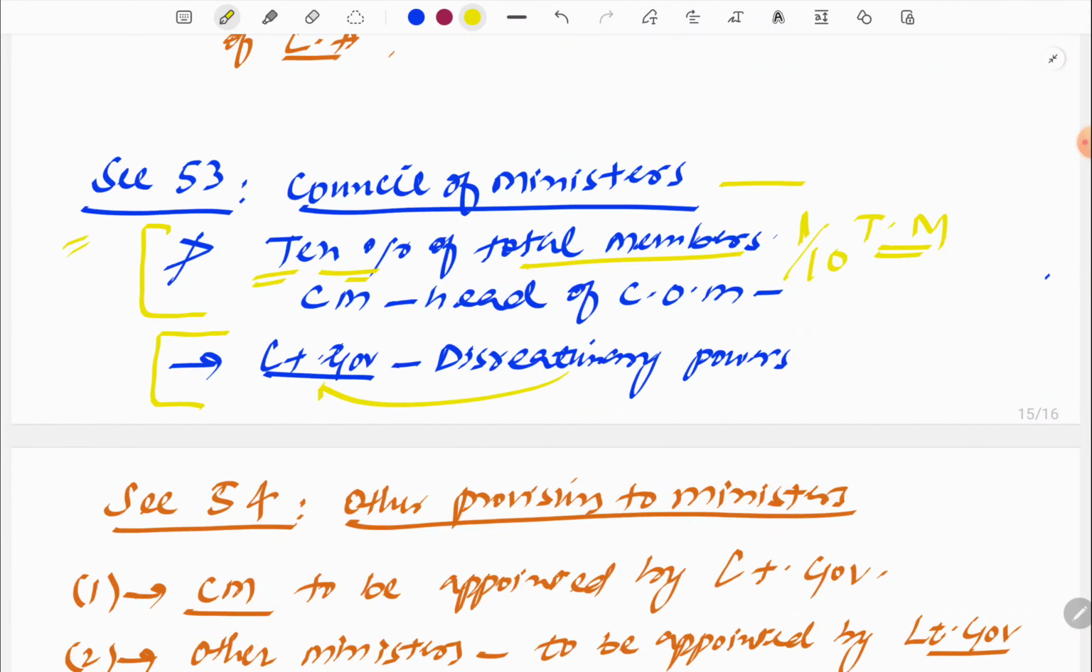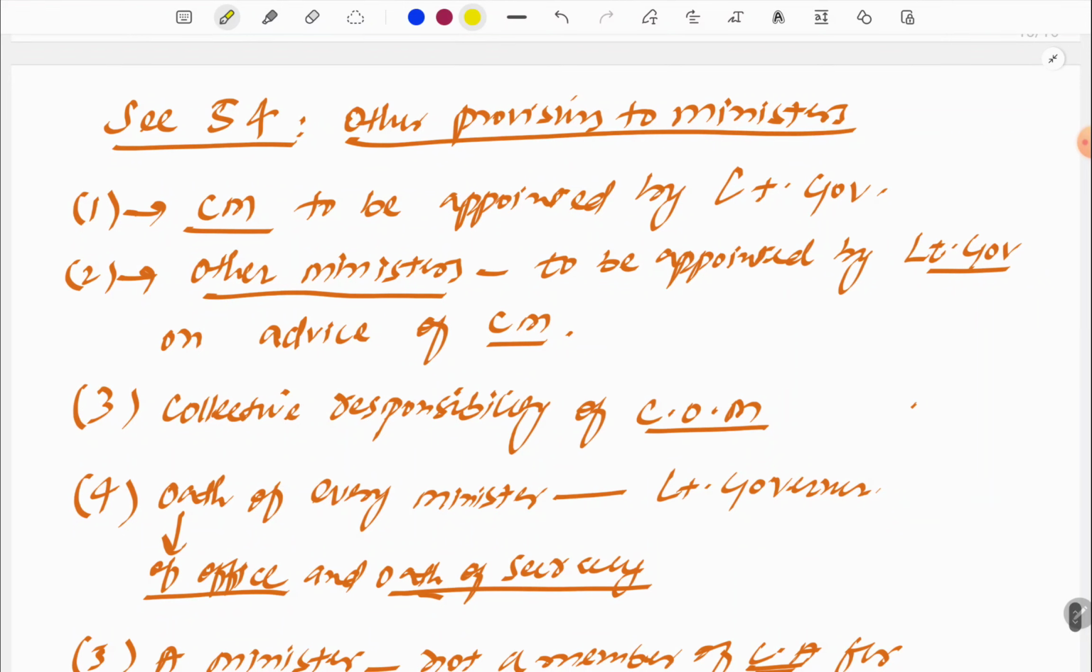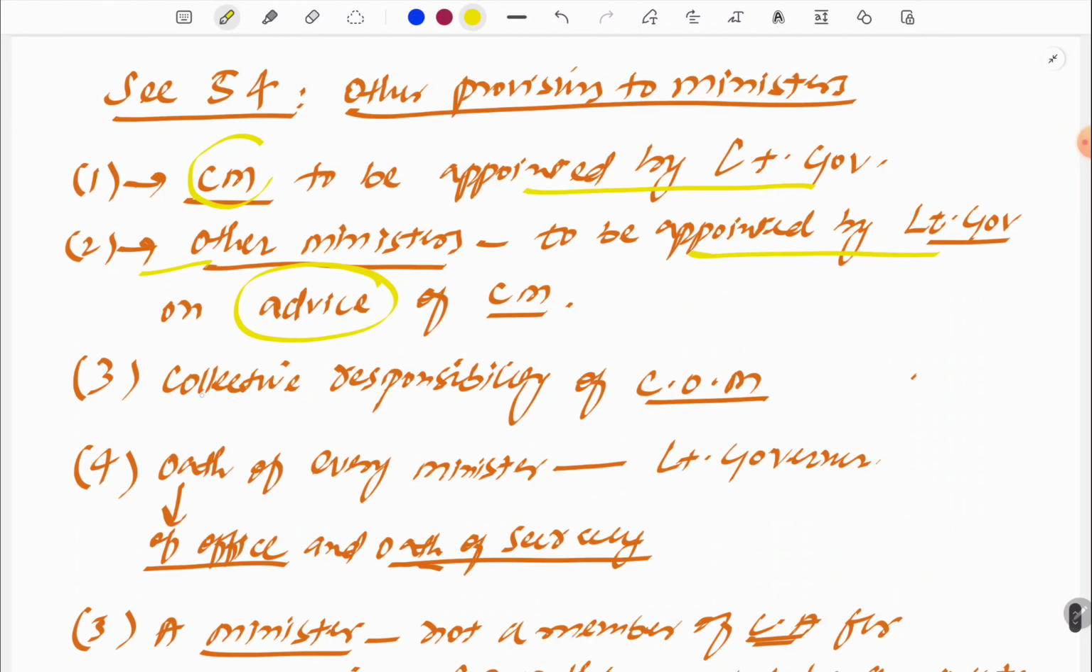Moving to section 54, other provisions regarding the ministers. What are the other provisions? The chief minister has to be appointed by the lieutenant governor. Other ministers are to be appointed by the lieutenant governor, but with the advice of the chief minister. The third subclause tells us about the collective responsibility of the council of ministers. Whatever decisions are taken in an assembly, all the ministers will be collectively responsible for that decision. You cannot put blame on a single minister.